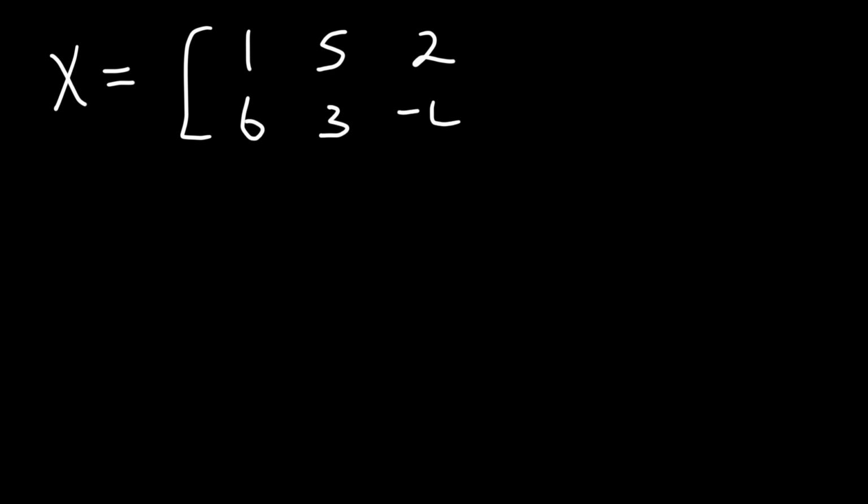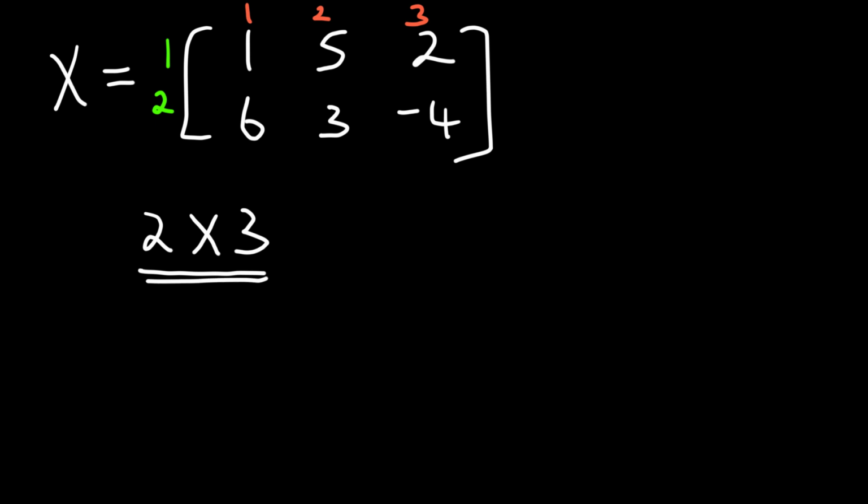Now you try out this. Let's say we have a matrix X containing the numbers 1, 5, 2, 6, 3, and -4. What is the order of this matrix? Once again, we shall start by counting the number of rows and the number of columns. For the rows, we have 1, 2. And for the columns, we have 1, 2, 3. Therefore, this is a 2 by 3 matrix. You first write the number of rows followed by the number of columns.